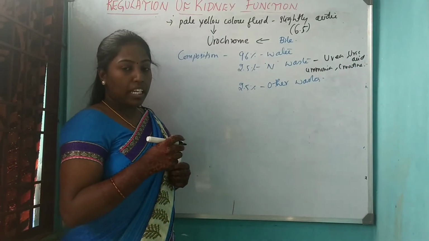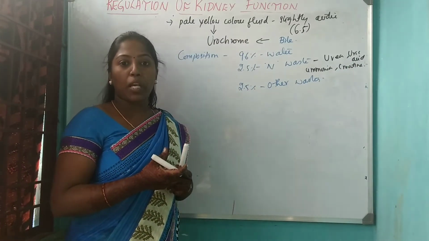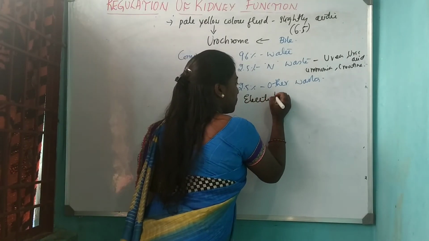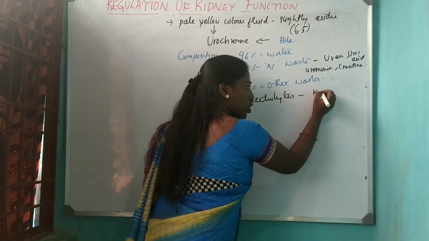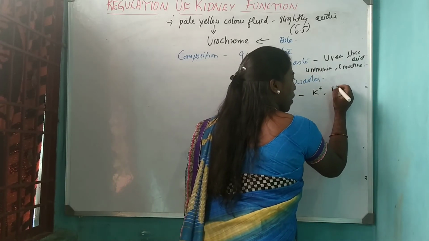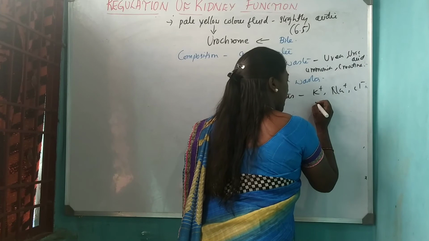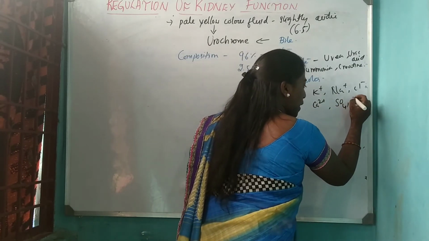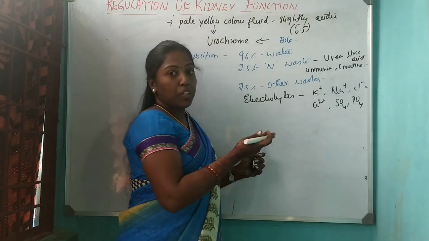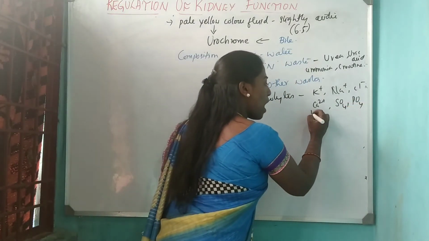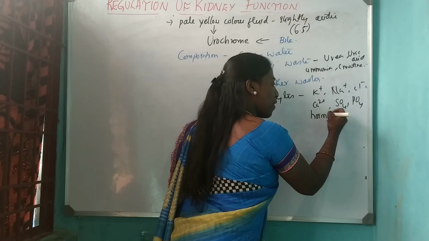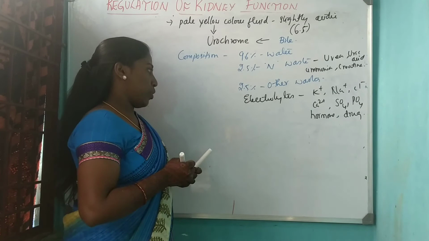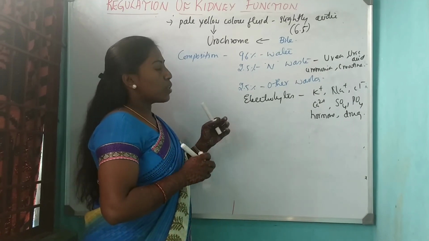Other waste includes different types of electrolytes like potassium, sodium, chloride, calcium, and even sulfate and phosphate. You will also find several different hormones, and to some extent drugs are also seen in the urine. So that is regarding today's class.